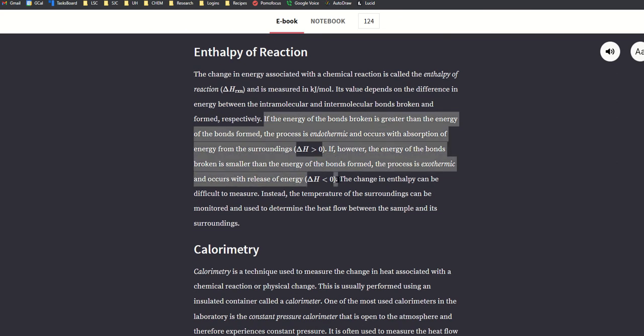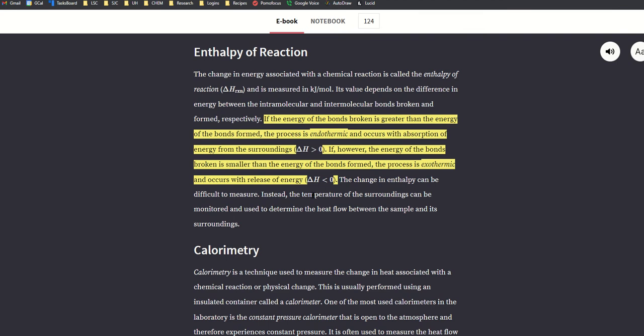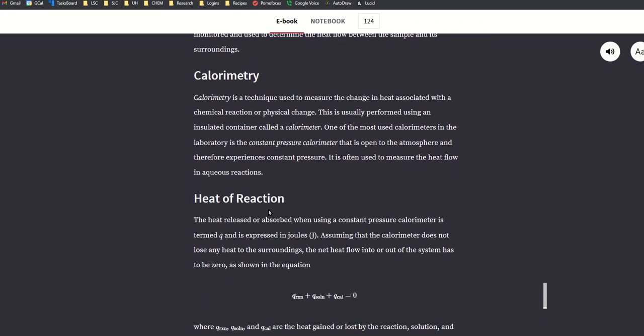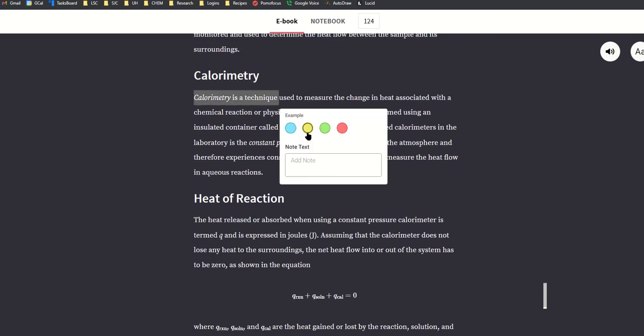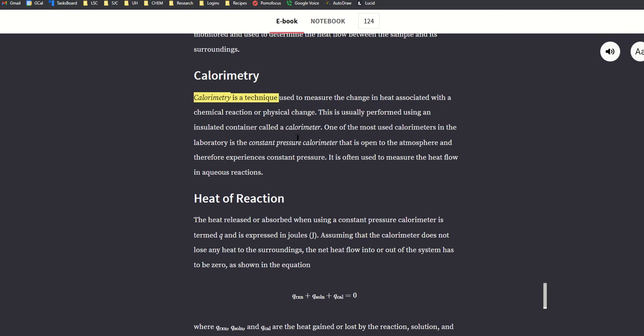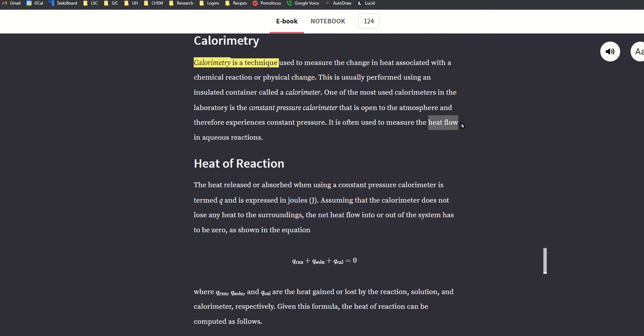So here's some background and some review on how to describe terms related to enthalpy. So we know enthalpy is the delta H, and it's measured in kilojoules per mole. And whenever you have an absorption of energy, you can describe this reaction as endothermic, versus the opposite, when you have heat given off or release of energy, it's exothermic. So like I mentioned, calorimetry is a technique, and we do it with a calorimeter. It has a constant pressure, and it allows us to measure the heat flow.